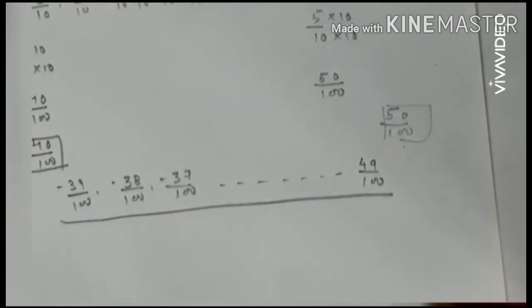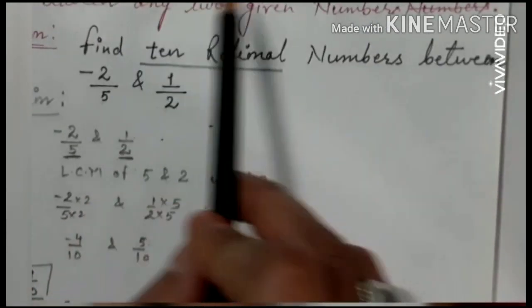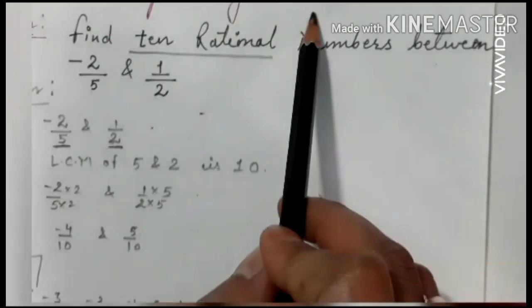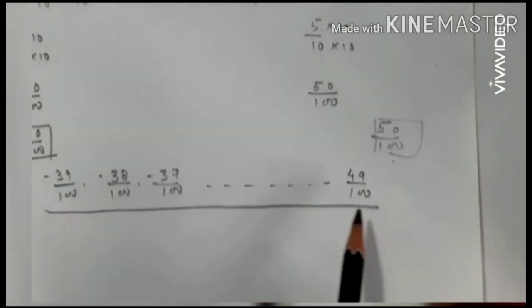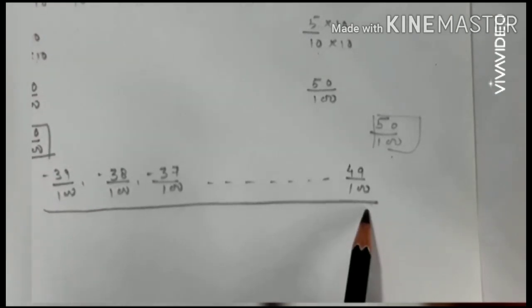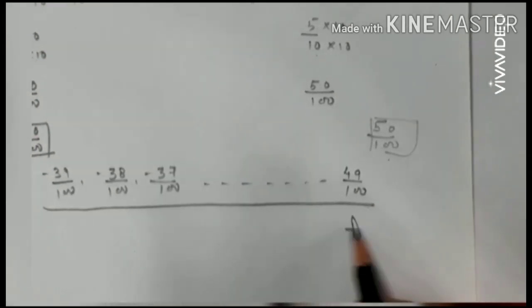So you can choose any 10 from these. Your answer can vary from your friend's answer, because the main thing is that there are countless rational numbers between any two rational numbers. So you can choose any 10 numbers between these, and that will be your final answer.